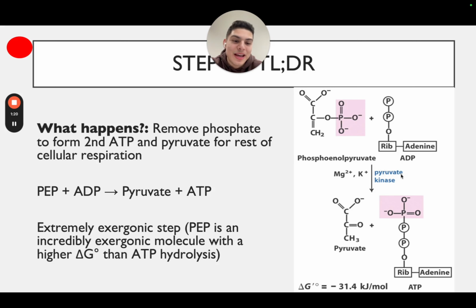Again, another instance of where the enzyme is named for the product, not for the substrate. So pyruvate kinase: we take pyruvate, we add a phosphorylation group, hence kinase, and we form our PEP, phosphoenol pyruvate. And so this is an extremely endergonic step because PEP is an incredibly exergonic molecule with higher delta G than ATP hydrolysis. And so we're going to form our last pair of ATPs, because remember, there's two. We're going to form our last set of ATPs, and we're going to form our pyruvates, which can be used for the Krebs cycle, but we'll talk about that in the next section.